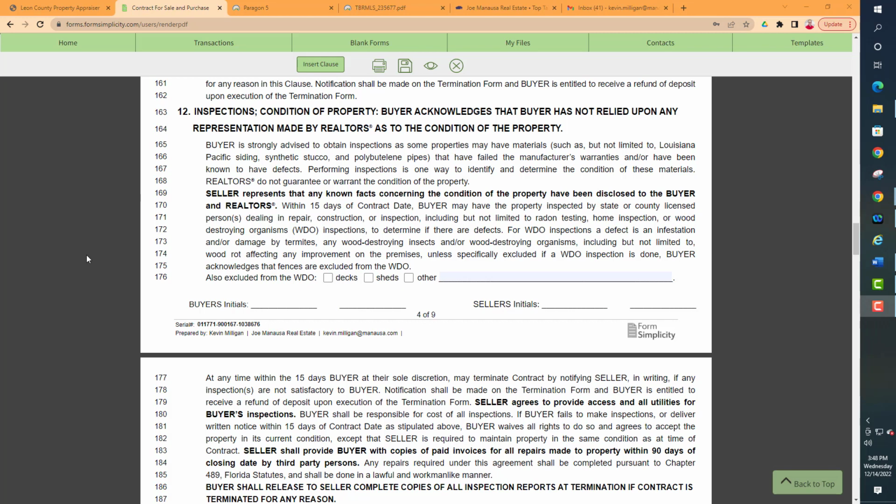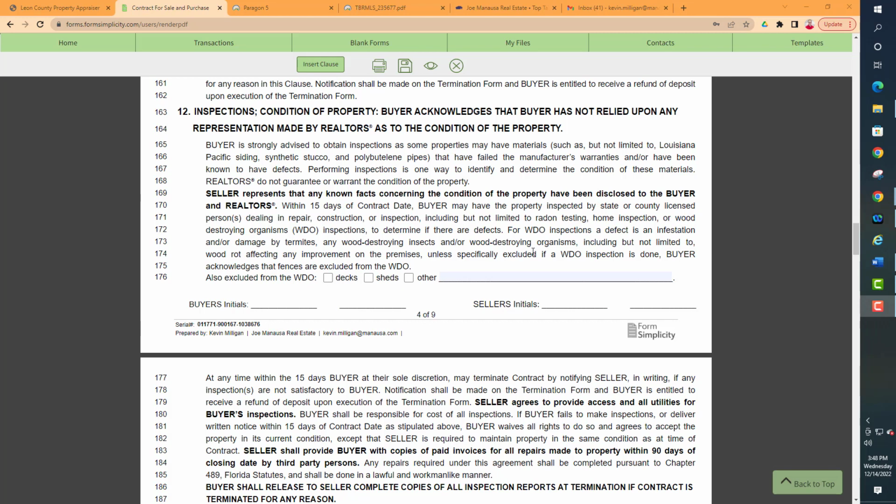Okay, so you have 15 calendar days, and if for some reason you're not happy with an item in an inspection, at your sole discretion as the buyer, you can terminate the contract, notify the seller in writing that you're not happy with the inspections, and you are entitled to a refund of your earnest money deposit.